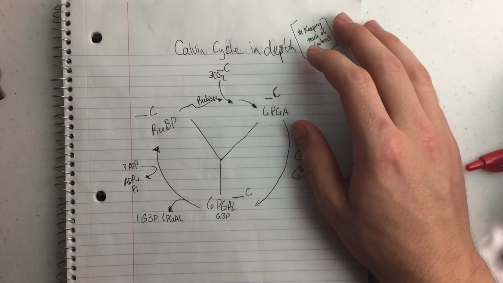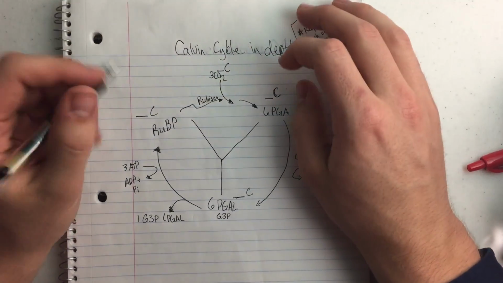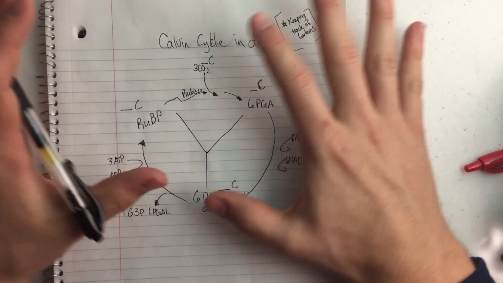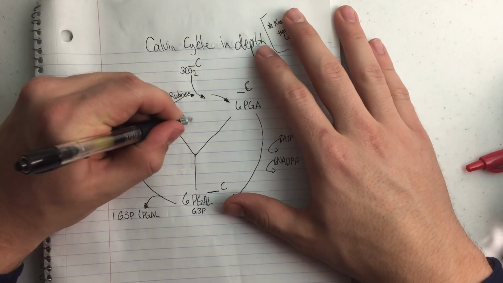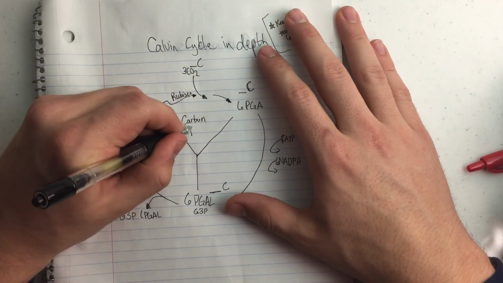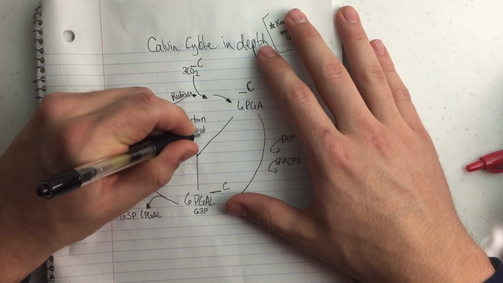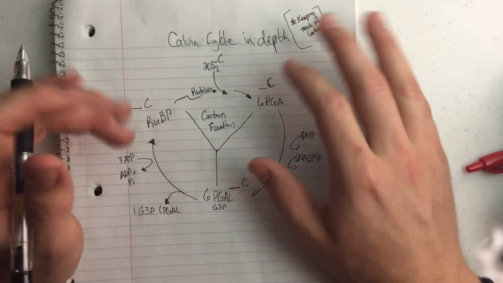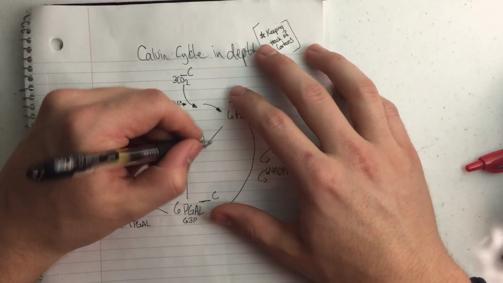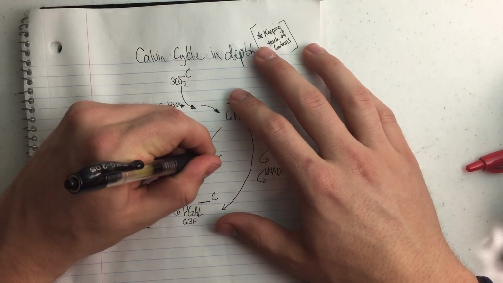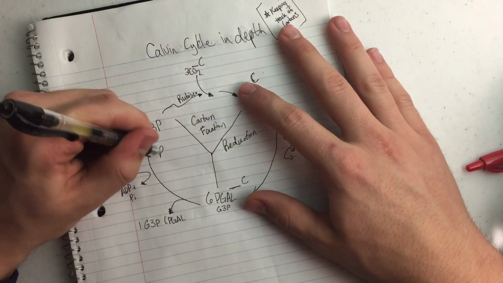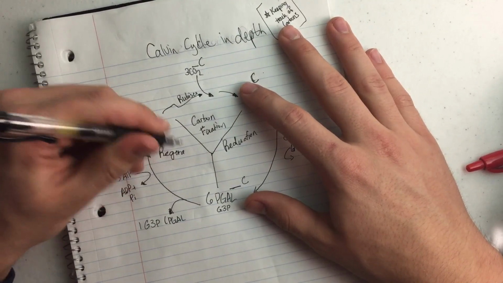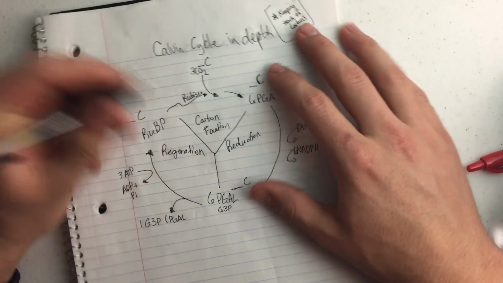Okie dokie, so today we're talking about the Calvin cycle in a bit more depth. Since I covered it in general, I want to talk about tracking the carbons as it goes around, making sure that I can show that no carbons are made or destroyed in the Calvin cycle. Cool.